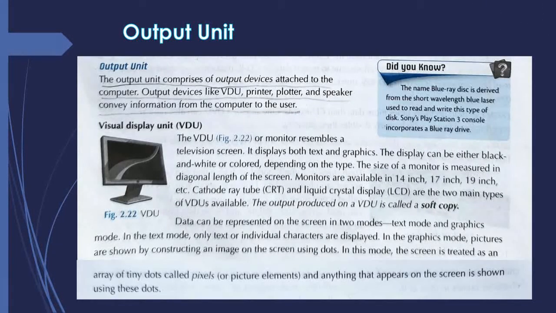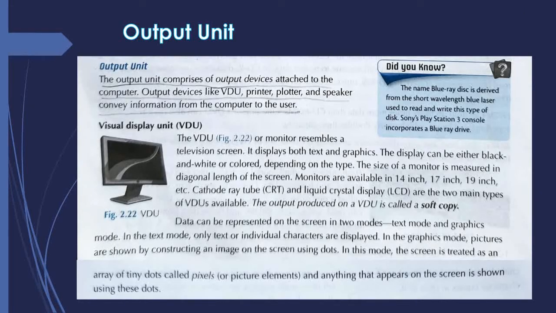Output unit comprises output devices attached to the computer, devices like VDU, printer, plotter and speaker, which convey information from the computer to the user. Through the visual display unit, all the information will display on the monitor. Through the printer, the information is printed on paper, which is called the hard copy. With the plotter we get a printout of a banner, flash printing. And from the speaker, we get the sound output.